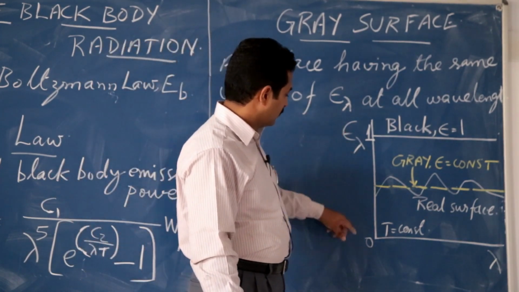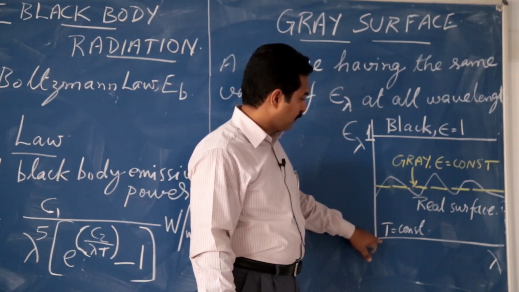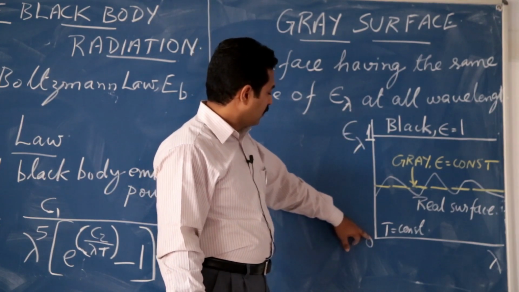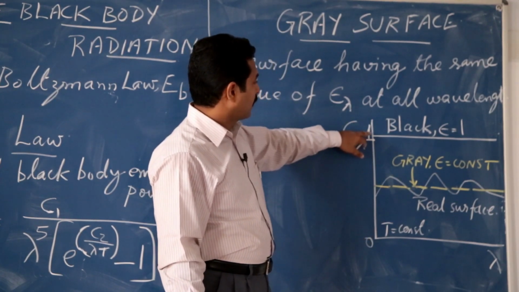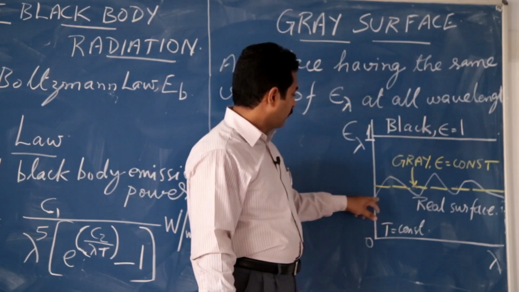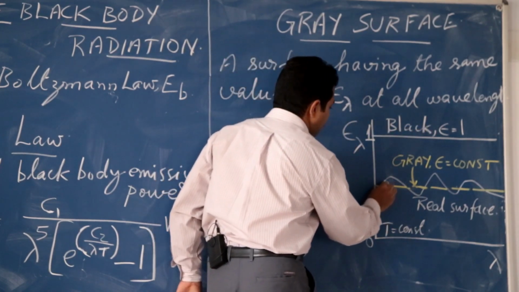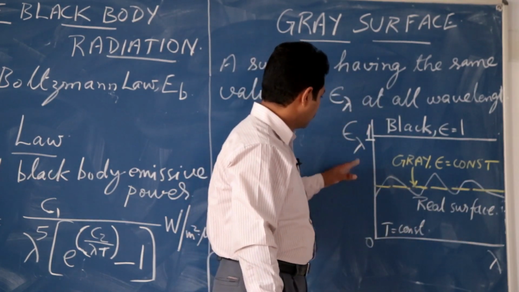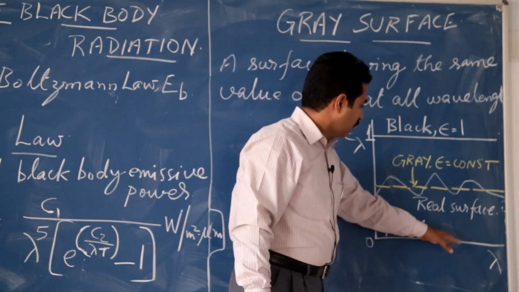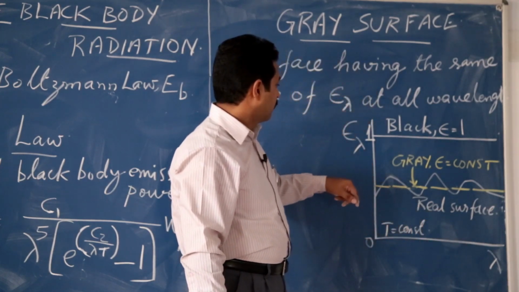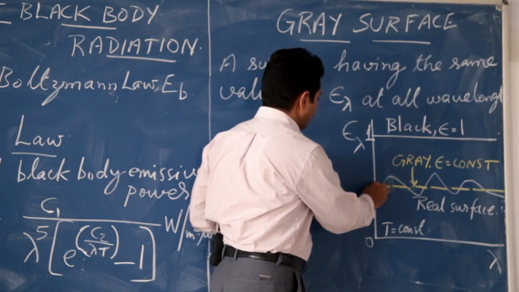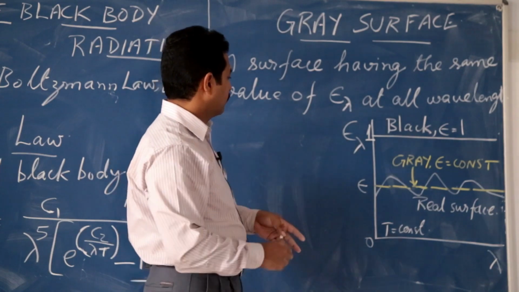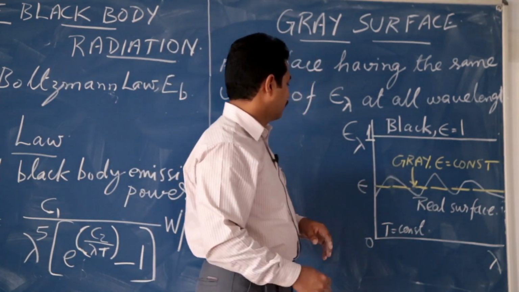You can see from this graph, the x-axis is lambda, and this is epsilon lambda. For a black surface, emissivity is 1, and for a real surface, the emissivity, the spectral emissive power, varies with respect to lambda. But for a gray surface, this is constant, epsilon. So the value of epsilon is constant for a gray surface.